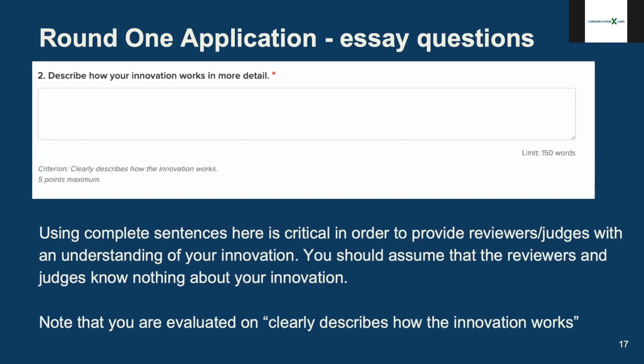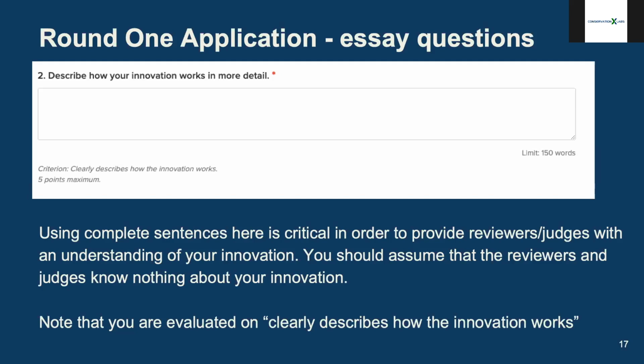Question number 2 here is describe how your innovation works in more detail. So now you have a limit of 150 words to go into more detail about what your innovation is. This is the summary. So this is what reviewers will get in your application packet. They will read this summary and you want to make sure that they know exactly what your innovation is.